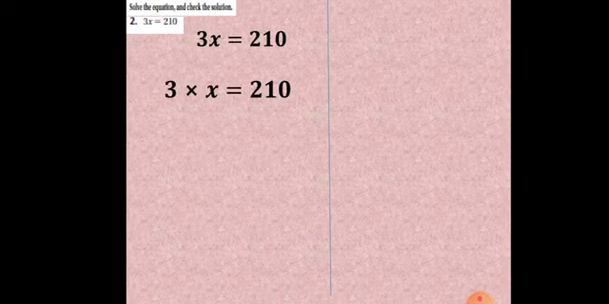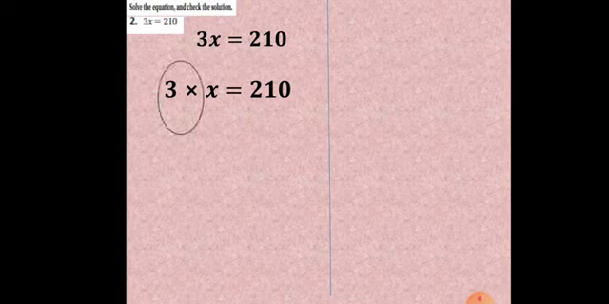Okay, now moving on to question number 2. You have 3x equals 210. From here onwards, they have asked you to check the solution. So you need to check it. That's why I have divided the page into 2, so that we can check. The question is 3x equals 210. Again, what does 3x equals 210 mean? It means 3 multiplied by x equals 210.